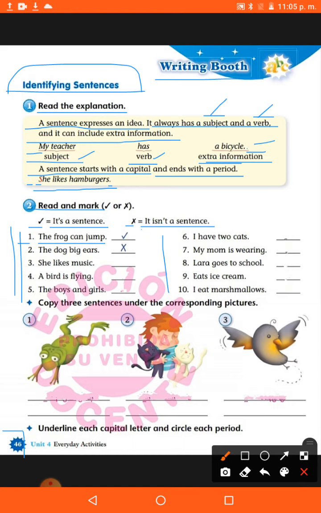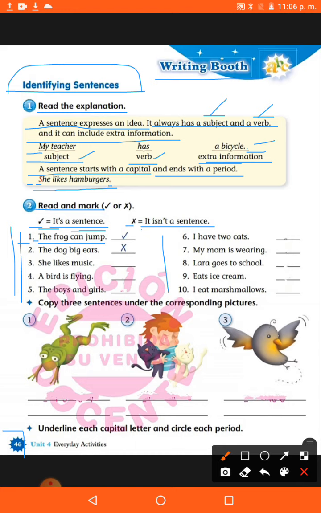Here you have a subject, the frog. You have the verb can, okay? Jump. As you can see here, we have all the elements we need to write a sentence.